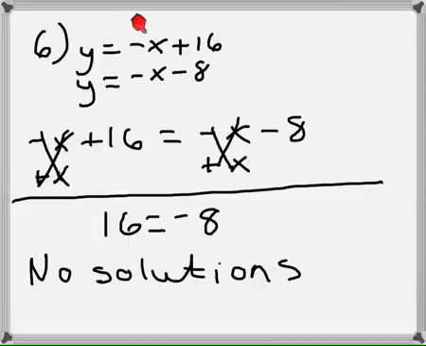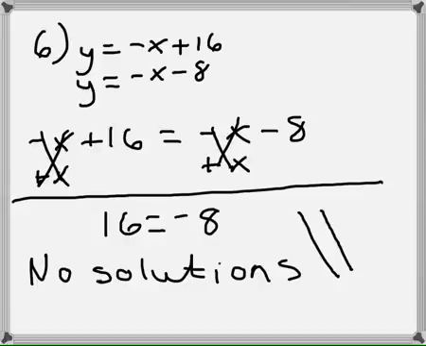I just want to go back up here and show you how you could have told that at the very beginning. The slope here is negative 1 and the slope here is negative 1. The y-intercept here is 16 and the y-intercept on this one is negative 8. Whenever you have two equations with the same slope but different y-intercepts, those lines are going to be parallel and there are no solutions. Those two lines would have looked something like this.